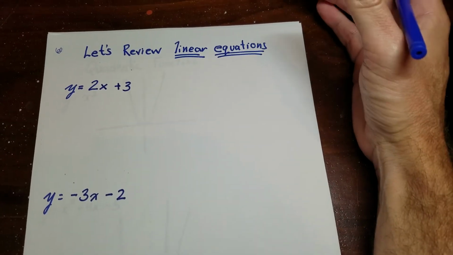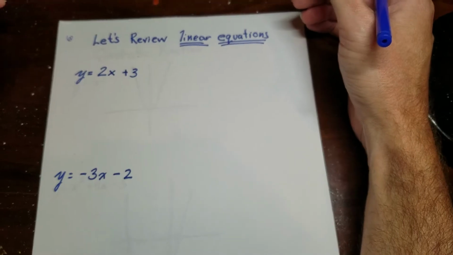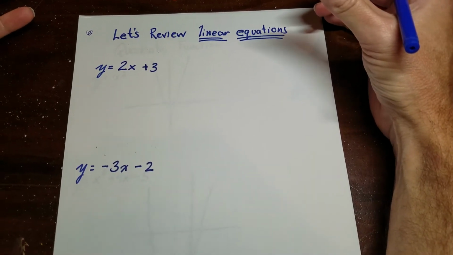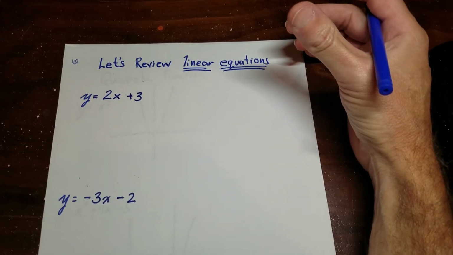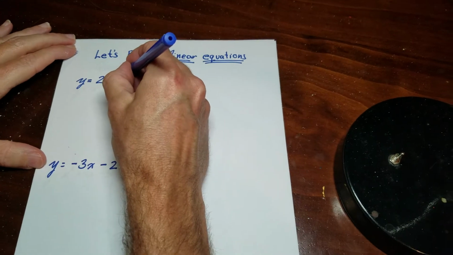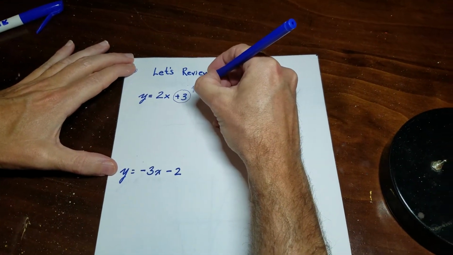So why do I have this paper in front of me that says, let's review linear equations? Well, the reason is because I want you to relate what I'm about to do with quadratics to what you already know about linear equations. With linear equations, in terms of graphing them, you know that this constant on the end is my y-intercept.